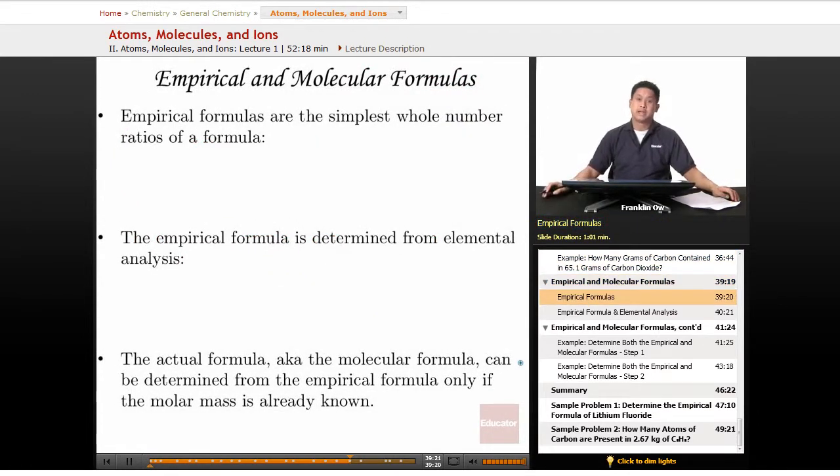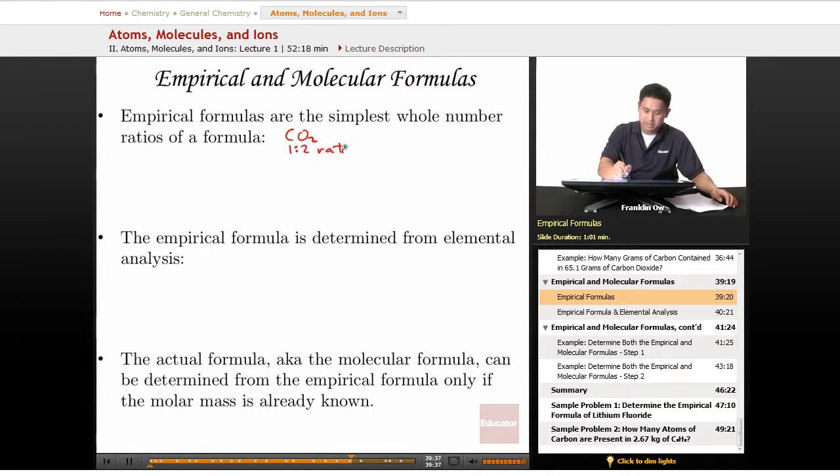Finally, we're now going to see how we can determine what's known as an empirical and molecular formula. An empirical formula is the simplest whole number ratio of a formula. So for example, CO2. This is an exact 1:2 ratio of carbon to oxygen, and that's my smallest ratio. I cannot go smaller than that.